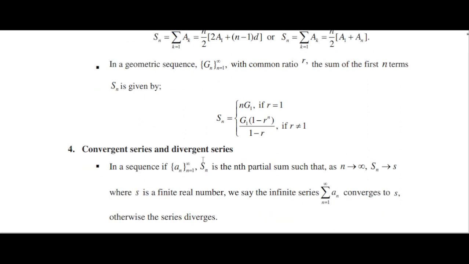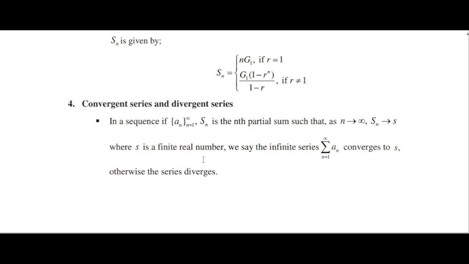Convergent series and divergent series. In a sequence, where n starts from 1 up to infinity, S_n is the nth partial sum, such that as n tends to infinity, S_n approaches a small letter s, where s is a finite real number. We say the series is convergent if the nth partial sum S_n approaches s, a finite real number, as n approaches infinity. We say the infinite series, the summation from n equals 1 to infinity, converges to s. Otherwise the series diverges.